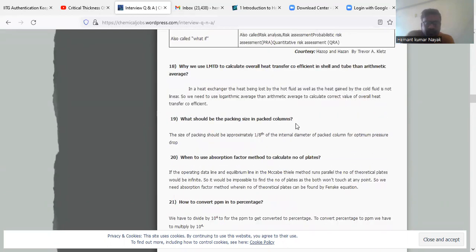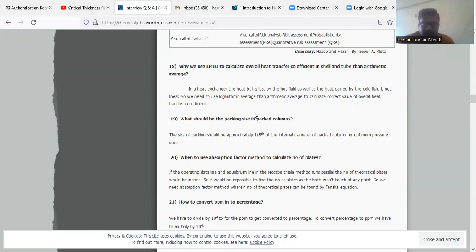Why do we use LMTD to calculate the overall heat transfer coefficient in shell and tube heat exchangers, rather than the arithmetic average? In a heat exchanger, the heat being lost by the hot fluid as well as the heat gained by the cold fluid is not linear. So we need to use the logarithmic average rather than the arithmetic average to calculate the correct value. That's the reason we use logarithmic mean temperature difference.